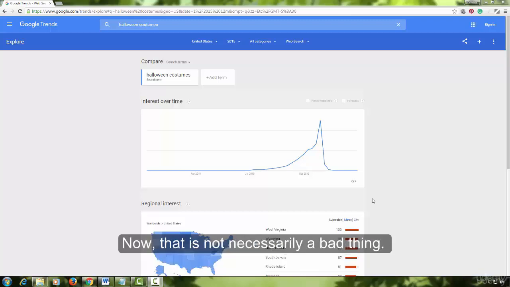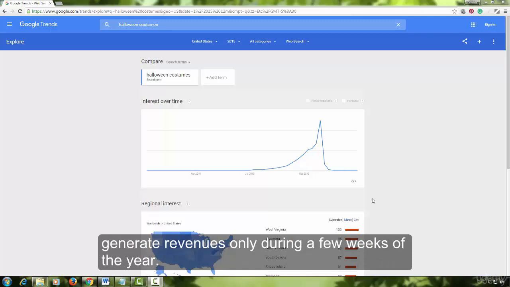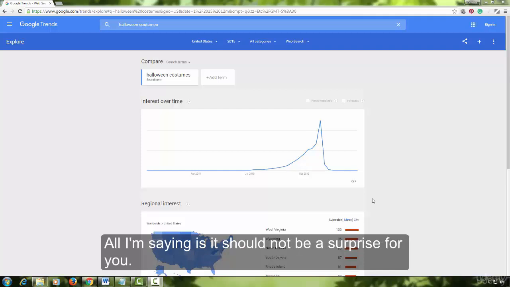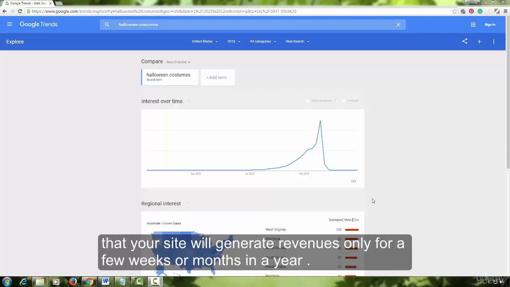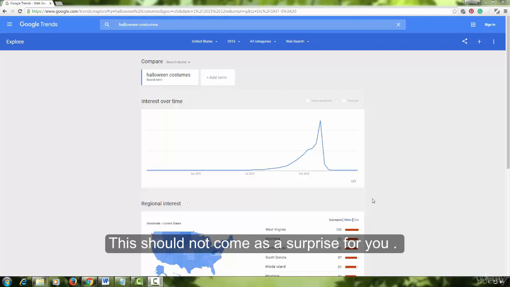Now, that is not necessarily a bad thing. There are a lot of people who build sites that generate revenues only for a few weeks in a year. All I'm saying is, this should not be a surprise for you. If you are going into a niche like this, a niche that is seasonal, you should do so while being fully aware that your site will be generating revenues only for a few weeks or months during the year. This should not come as a surprise to you.